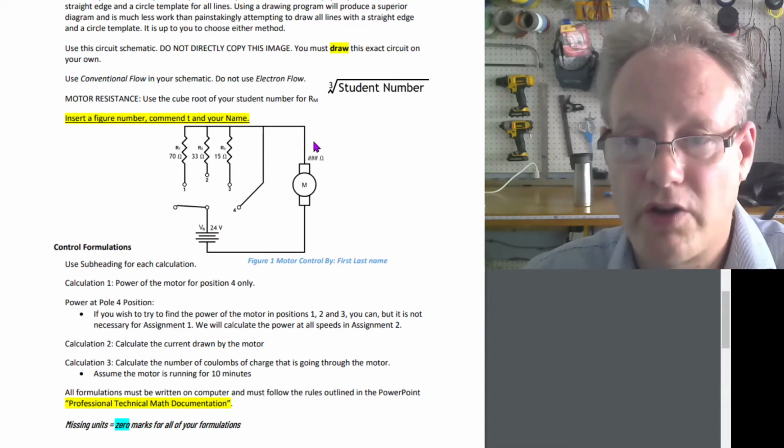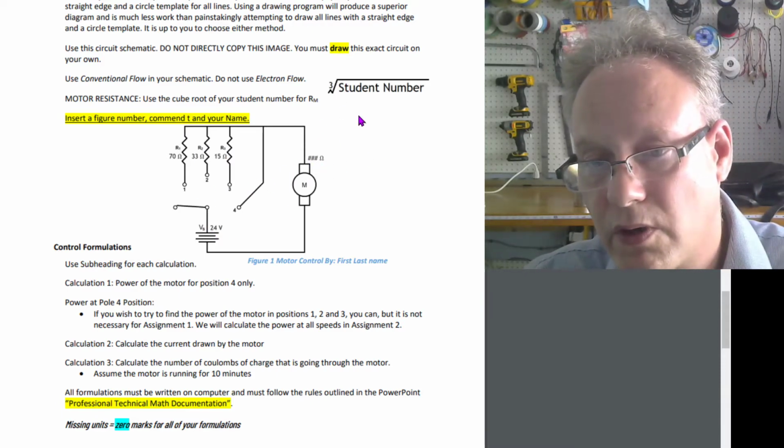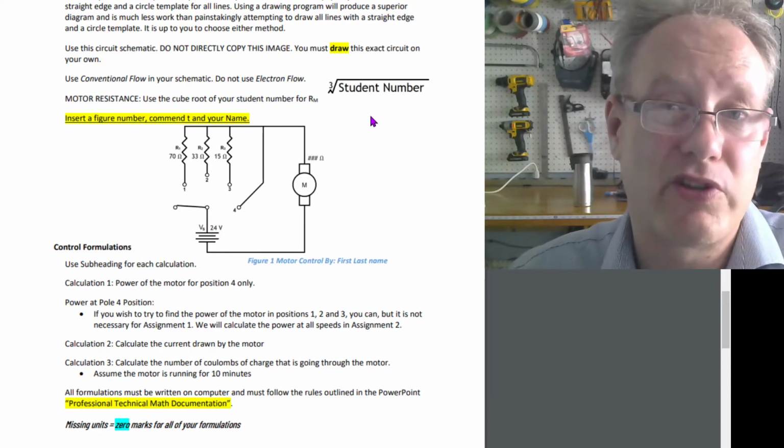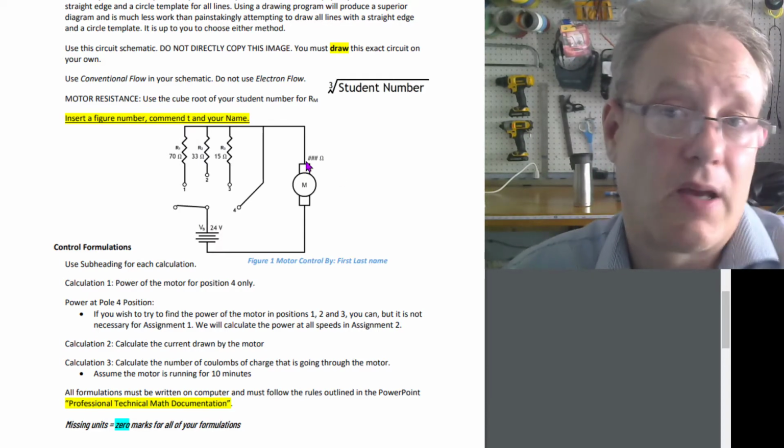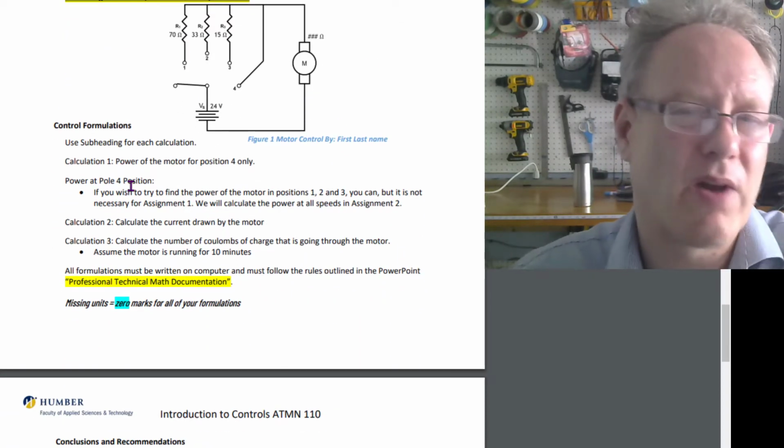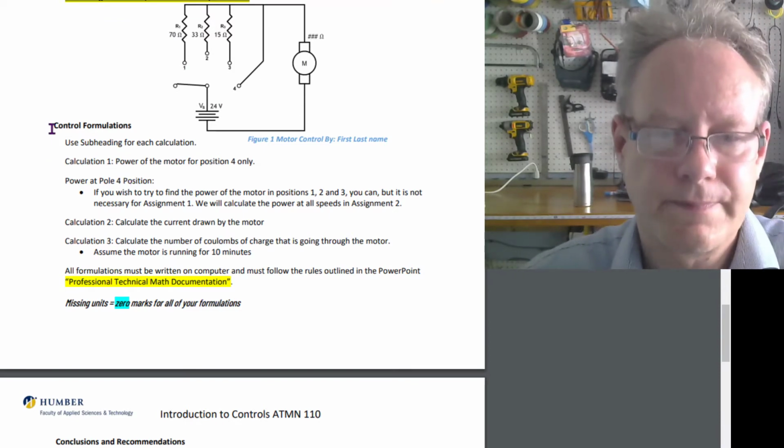So you have to draw your own circuit, and then you have to take the cube root of your student number and just put it there. I just had to come up with some number. Okay, good, because I want everyone to get different values.